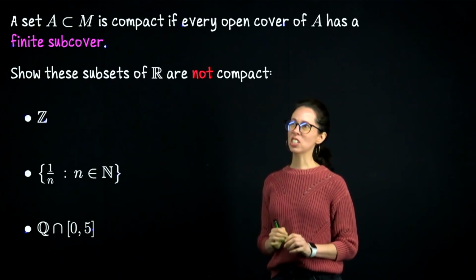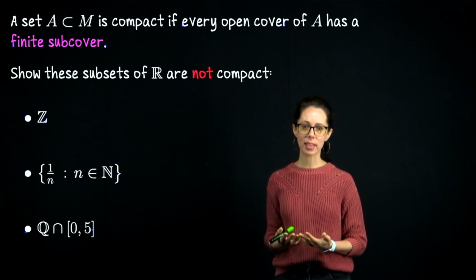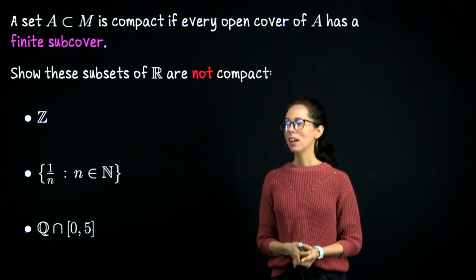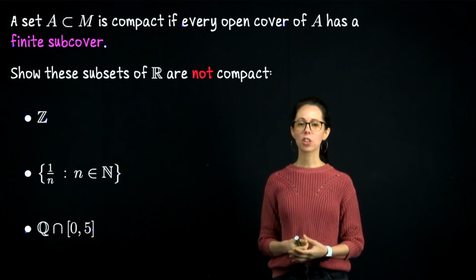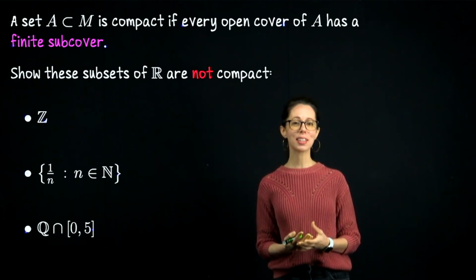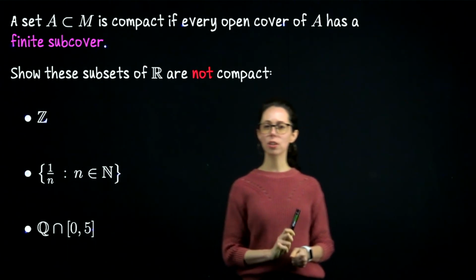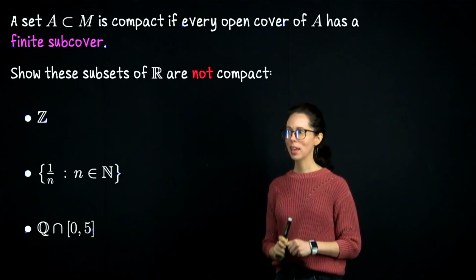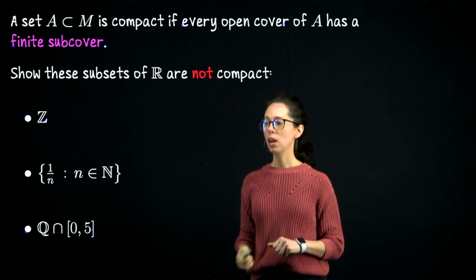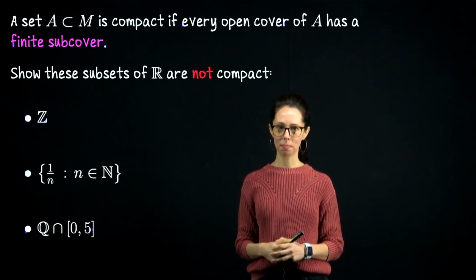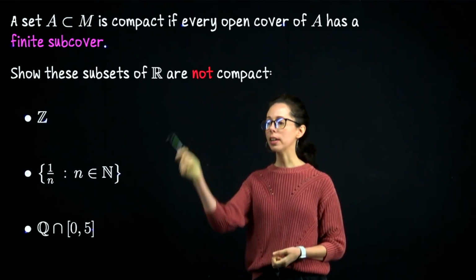This definition can be hard to work with because you can't really picture every possible way that you can cover a set with a family of open sets. So sometimes I think it's easier to start with sets which are not compact and create open covers of them which do not yield finite subcovers. We just did that with the open interval from 0 to 1. Now we're going to do it with integers, the Archimedean set, and also rational numbers between 0 and 5. Take a moment, pause, and see if you can come up with an open cover of each of these sets which does not yield a finite subcover. So you will always need infinitely many members from your collection of open sets to cover each of the sets in question.